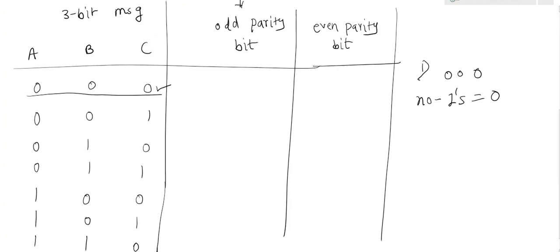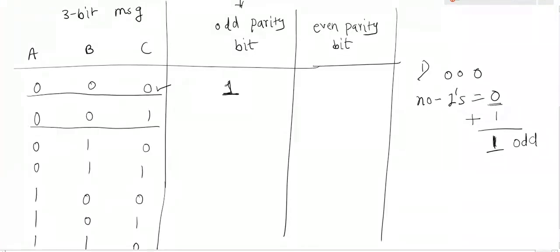When I am talking about the odd parity bit, 0 is not odd. Now to make the 0 odd, we need to add 1 into this. So the number of ones will become 1, and 1 is an odd number. So the odd parity will be 1 here. Clear?